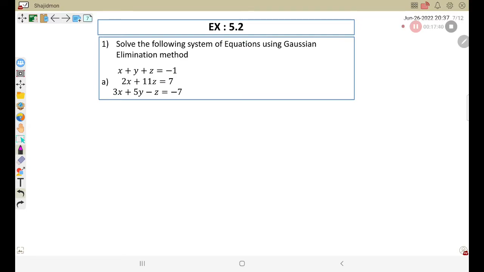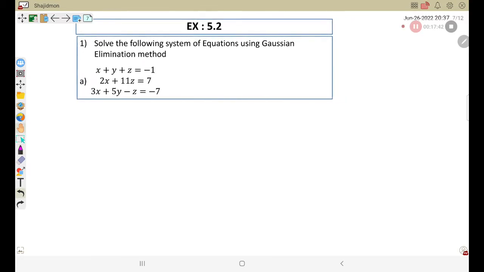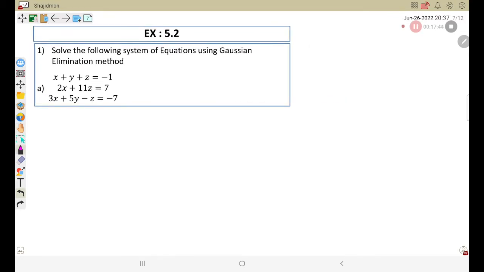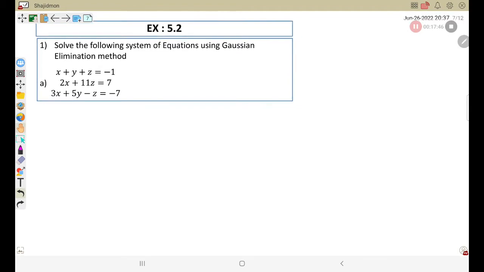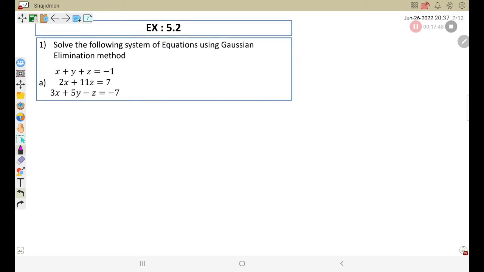First question: solve the following system of equations by using Gaussian elimination with backward substitution. We need to find what x, y and z are. It is a 3 by 3 system. Correct? Which program? Gaussian elimination program. So we will start the question.